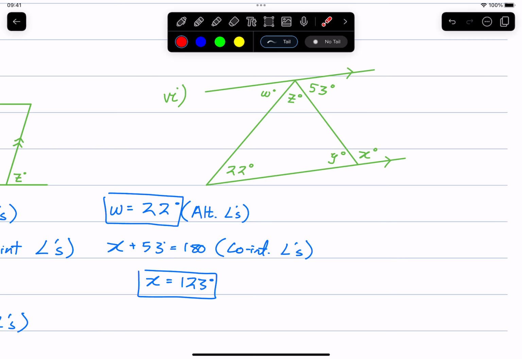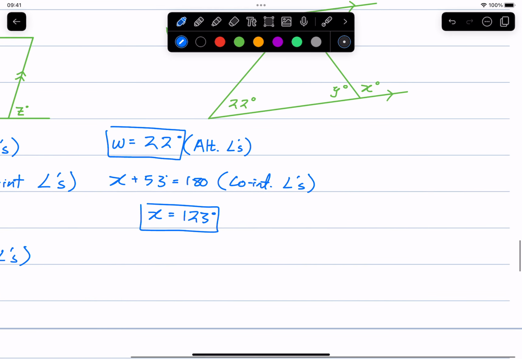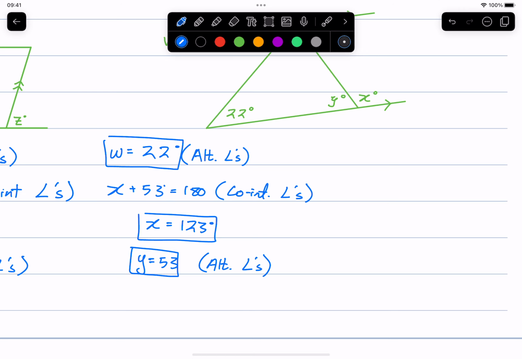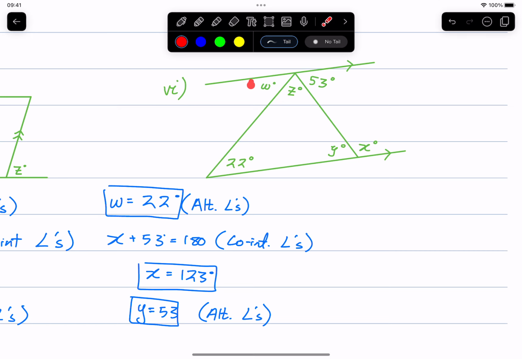Doing Y. Now, I hope you can notice again that this is a straight line, but let's try and avoid that. Let's use strictly, as much as we can, only parallel lines relationships. From this, I hope you can see that that is another Z that's going backwards. So Y must equal 53, because that is, again, alternate angles. And so for the last one, we have this one here, Z.